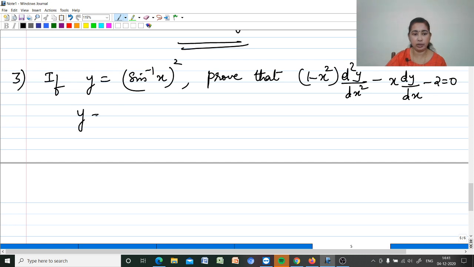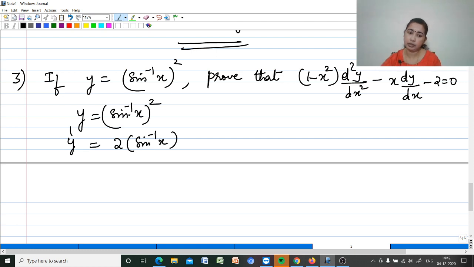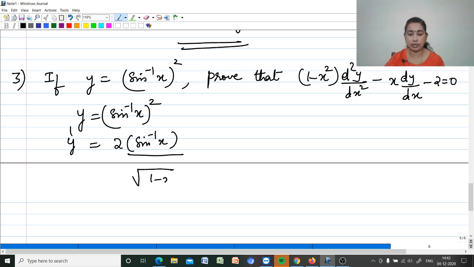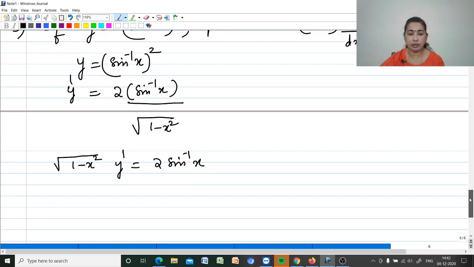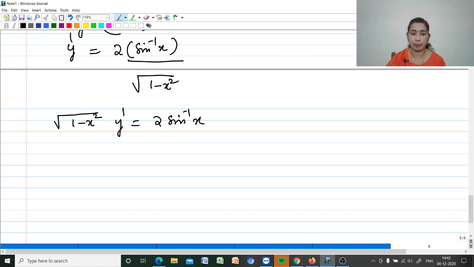So given y is equal to sine inverse x whole square. What is dy by dx or y dash? y dash is 2 into sine inverse x into derivative of sine inverse x, which is 1 by root of 1 minus x square. Now take this root of 1 minus x square to the left side and we get root of 1 minus x square into y dash is equal to 2 sine inverse x. Now again differentiating with respect to x, we can apply product rule here.